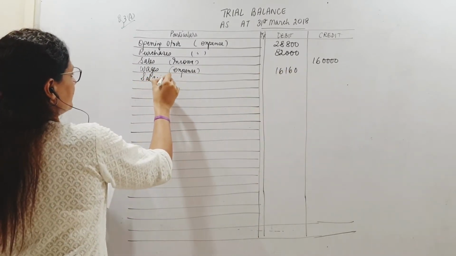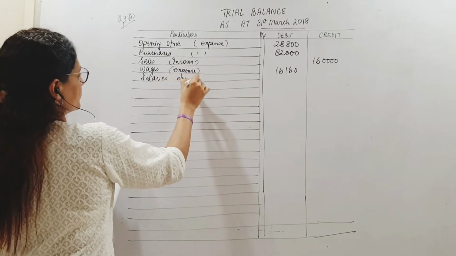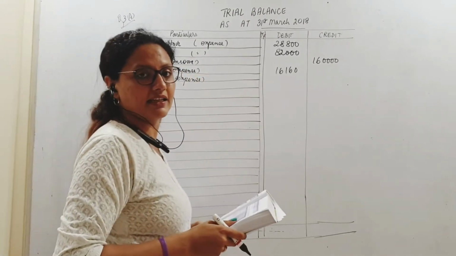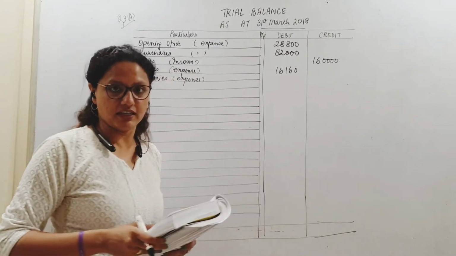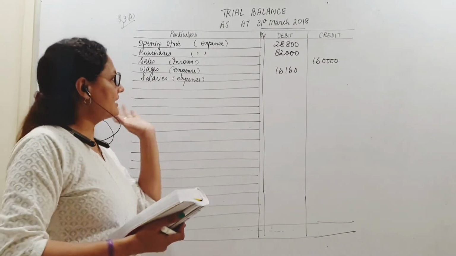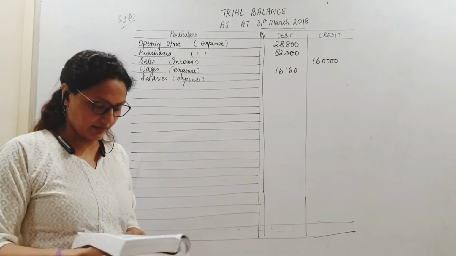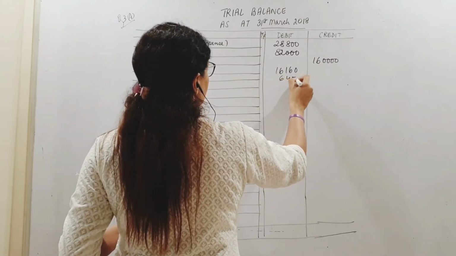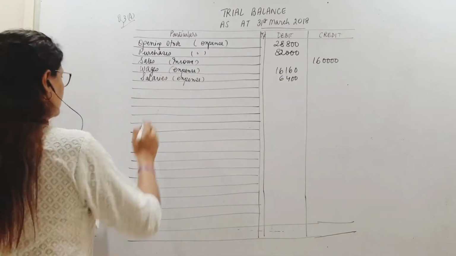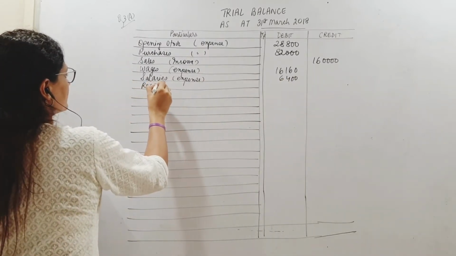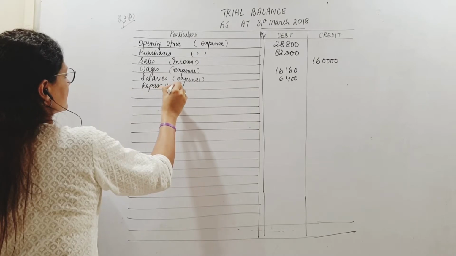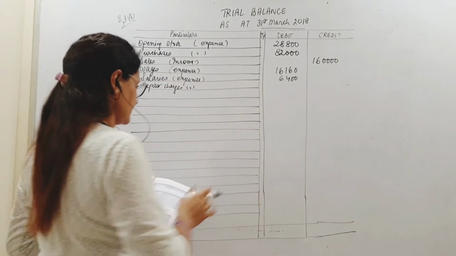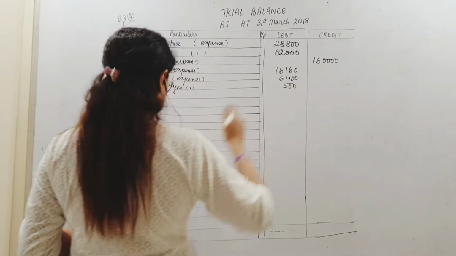What is the difference between wages and salaries? Of course, both are expenses, but one is paid to the daily worker, related to manufacturing, the wage earners. Salaries are usually for one month, so those are for the office staff. 6,400. Then we come to repair charges. Repair charges again are expenses, of course indirect expenses. These are not related to manufacturing.